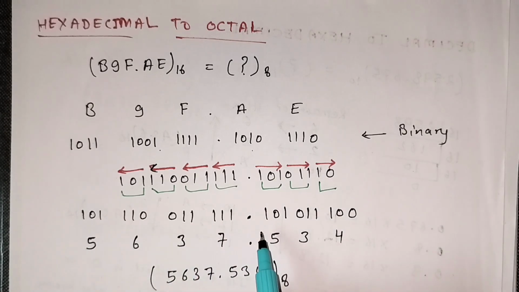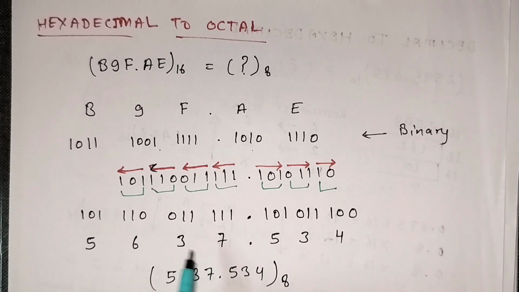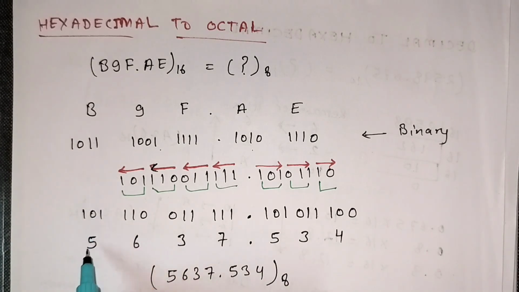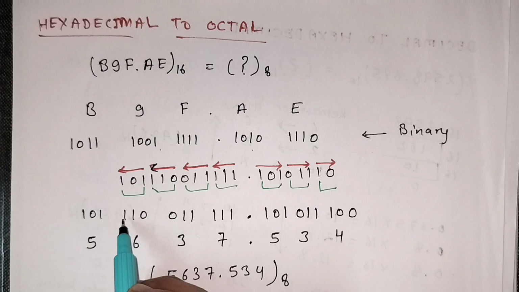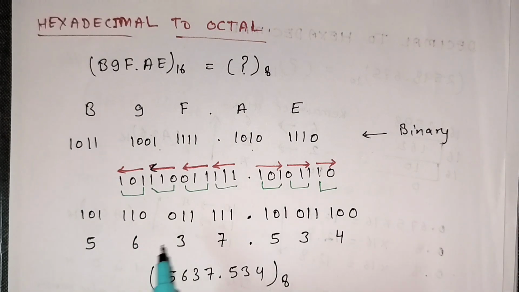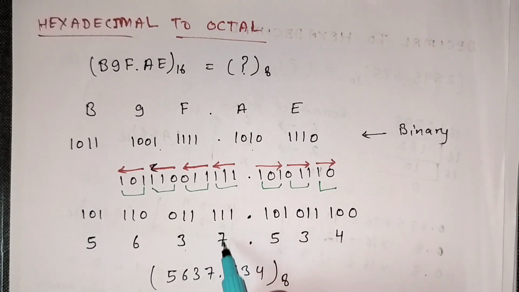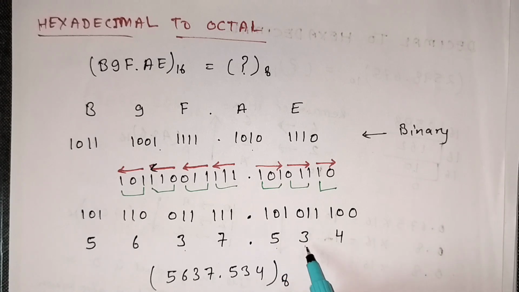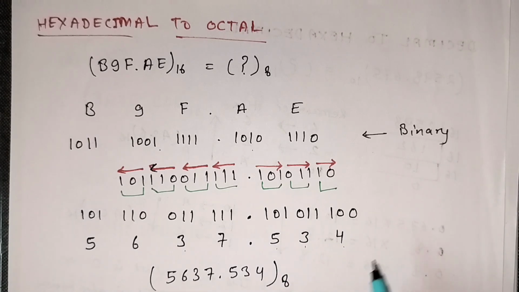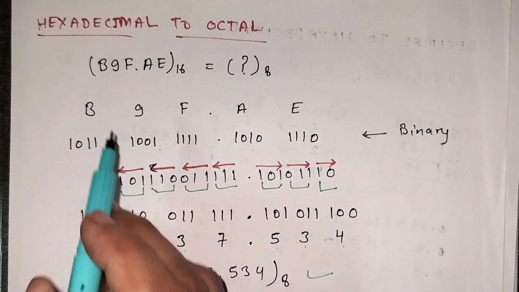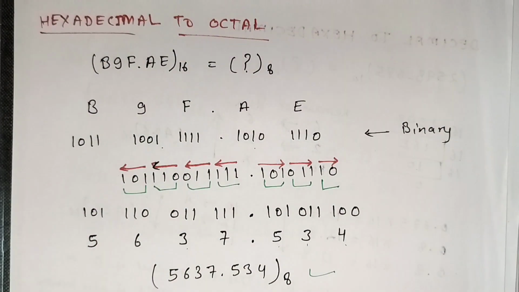Now for each group of 3 bits we will write their octal equivalent. We can see this is 101, which is equal to 5, and this 110 is equal to 6 and this is for 3 and this value is for 7 and this is for 5 and this is for 3 and this is also for 4. So now we will write it together. So this is our octal number for this hexadecimal number.